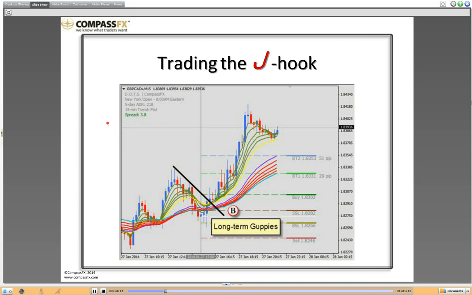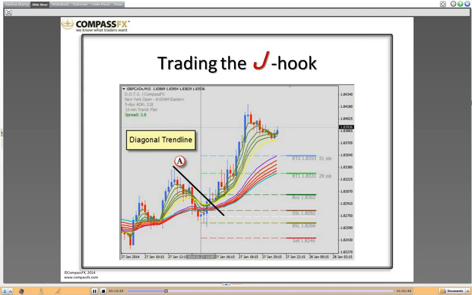Now, let me see if I can go back to the other slide. Okay, so there's the B, and you can see where your entry is going to be: the shift pin candle that we talked about. And those shift pin candles will almost always, not always, but almost always indicate the bottom of the J-hook.